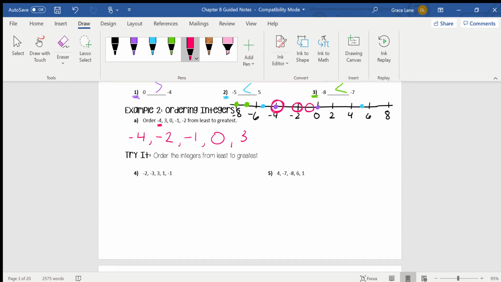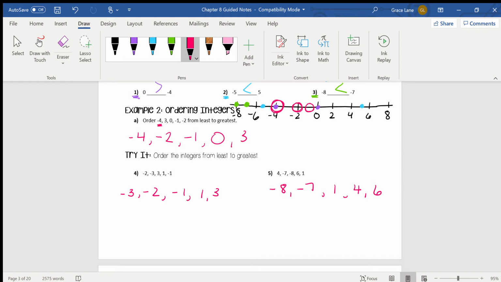Okay, so for number 4, you should have -3, -2, -1, 1, and 3. So it's going from least to greatest. -3 is the smallest number that is listed there. And then number 5, you should have -8, -7, 1, 4, and 6. -8 is the smallest number there. 6 is the biggest number.